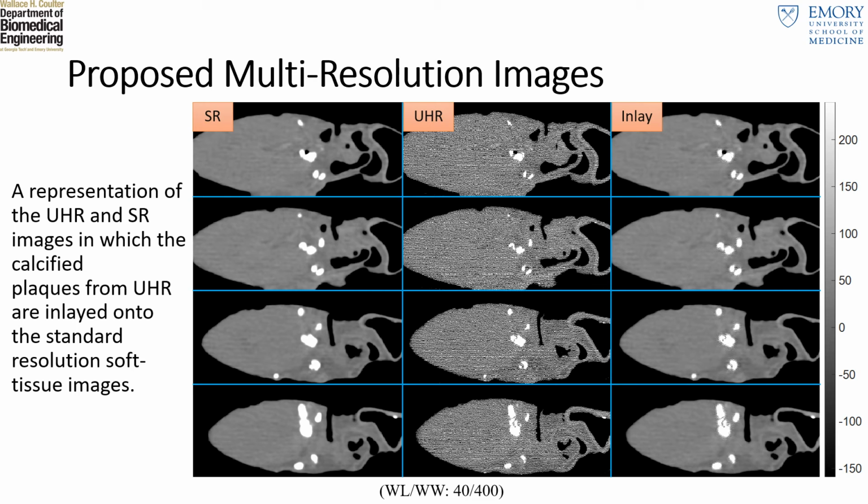This figure demonstrates the SR, UHR, and blended resolution inlay images at 4 different axial slices of the same excised heart. The SR image on the left shows the soft tissues well, but the calcifications are blurred from the blooming and partial volume artifacts. The UHR image in the middle has a lot of high frequency noise in the soft tissues, but has a much sharper representation of the calcifications. The blended resolution inlay image on the right incorporates the soft tissues from the SR and the plaques from the UHR, producing a unique representation of the feature space.